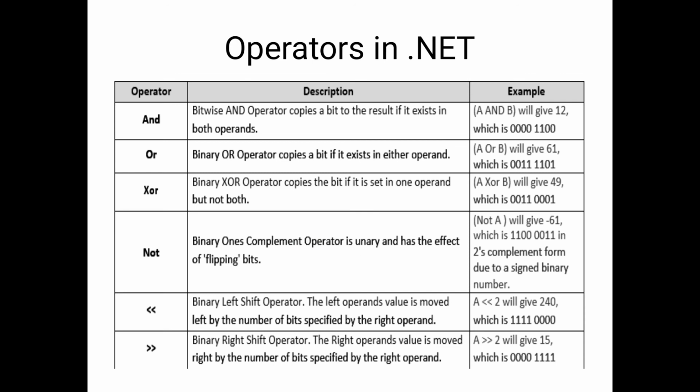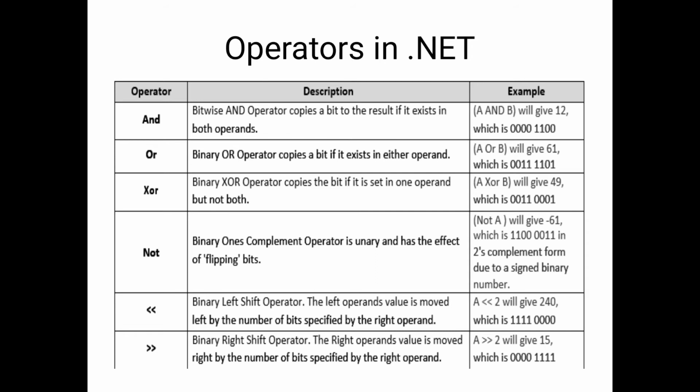So let us first discuss how this shift operation actually occurs. The bitwise AND operator copies a bit to the result if it exists in both operands. Likewise, the binary OR operator copies a bit if it exists in either operand. Then the binary XOR operator copies the bit if it is set in one operand but not both. The binary ones complement operator, NOT, is unary and has the effect of flipping bits.